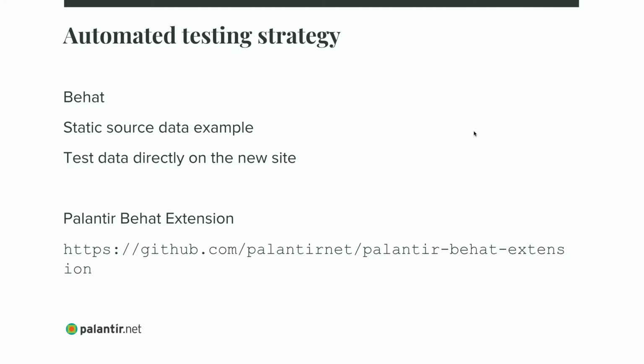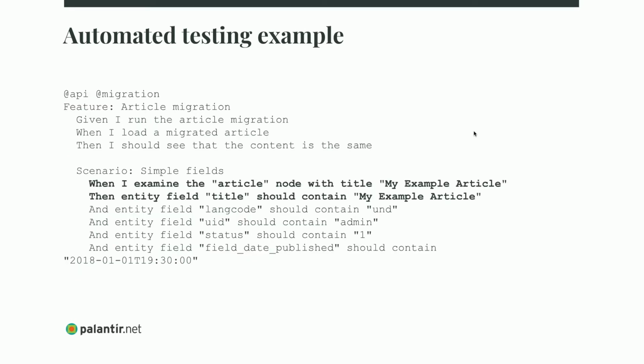So one thing that's helpful with that is the open source Palantir Behat extension, which lets you look at the data directly. So we'll show some examples. So this is an example test. This is a feature with a scenario, and the highlighted bits are the important parts here. You can load example nodes of a specific type, so in this case an article node with a certain title, and then you can test field values against it.